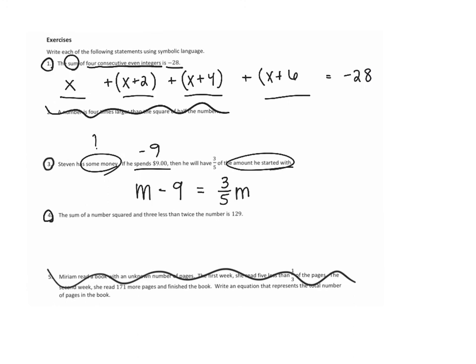Number 4, the sum of a number squared and 3 less than twice the number is 129. So we're doing the sum of a number squared and 3 less than twice the number. And then we have is 129. So these are our 3 parts. So we're doing a sum of this and this, okay? What we don't know is what that number is. That's going to be our variable. I'm just going to use n.